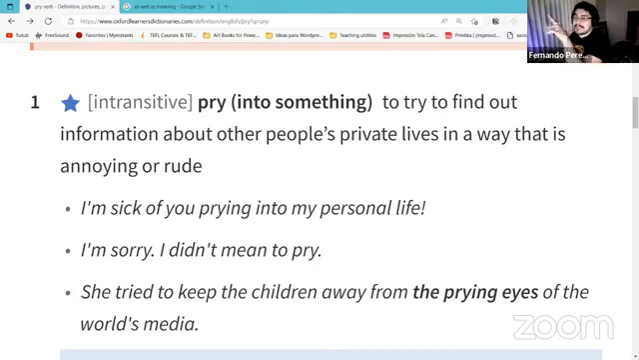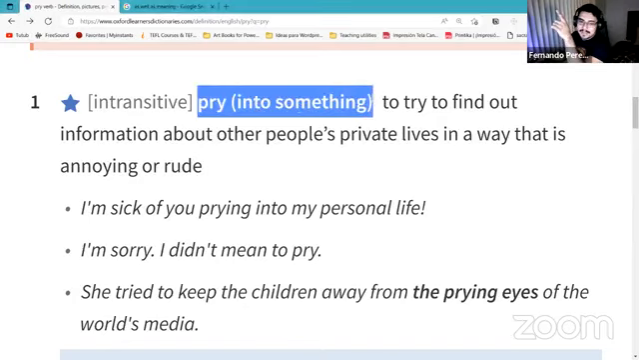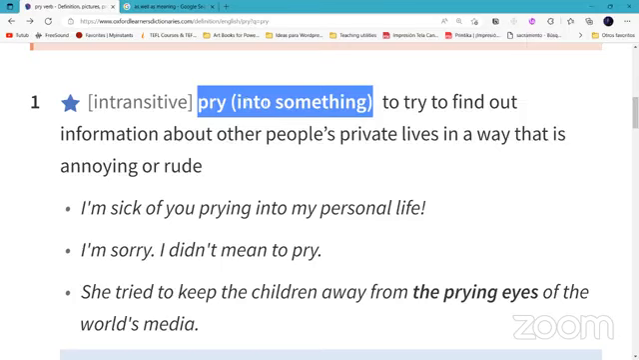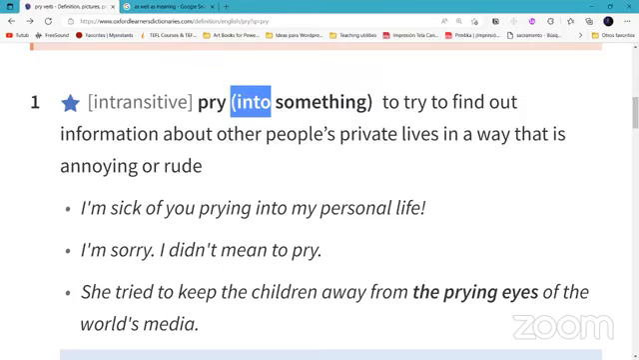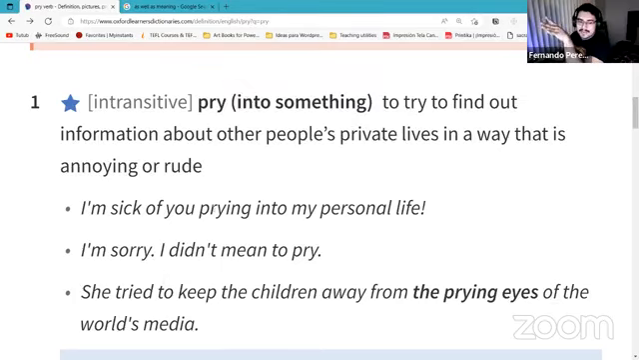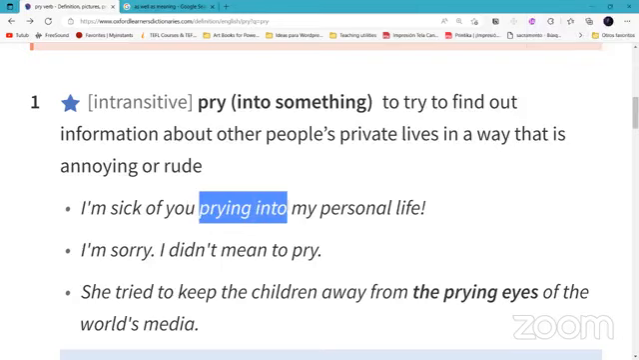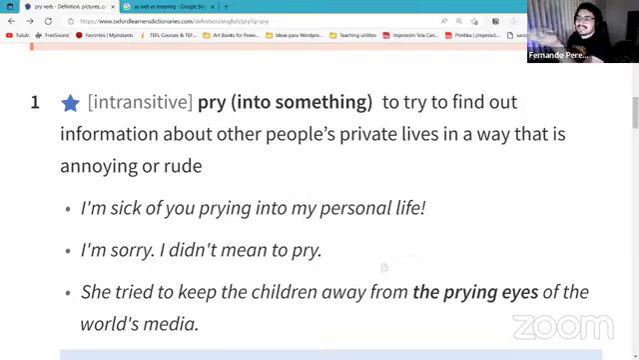Oh, right. You are not paying attention to the chunk, the collocation. Look over here: into something. Exactly. The connector that you need is "into". Check the examples and you have "prying into". Ah, you see? Into my social media. Perfect. Complete idea.